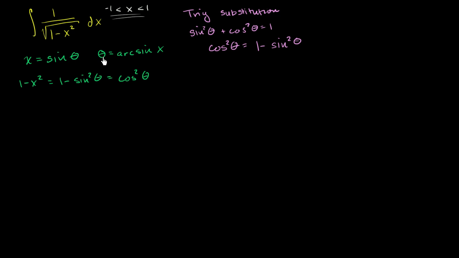Now, when we write it this way, as theta is equal to arc sine of x, this does give us a sense of the range that theta might take on. Arc sine, as it's typically defined, will produce a theta that is less than or equal to positive pi over 2 and greater than or equal to negative pi over 2.